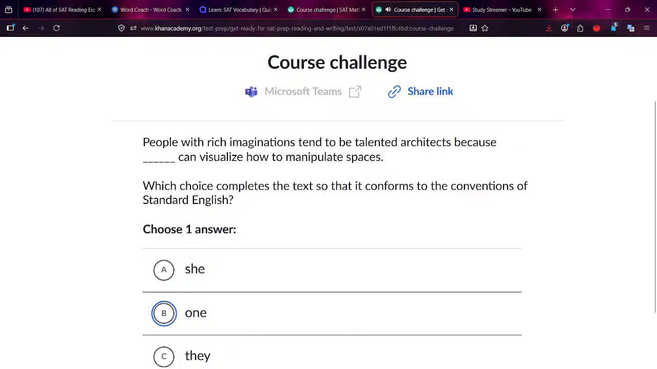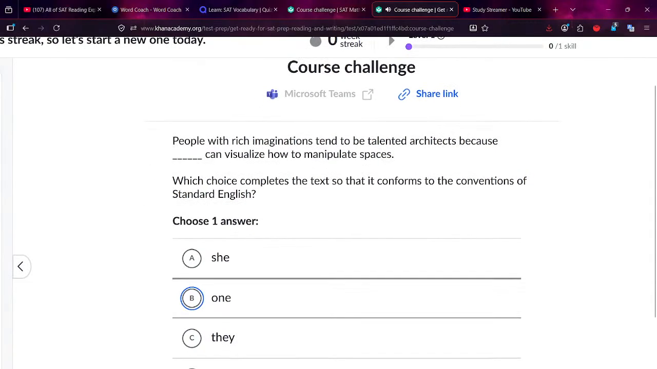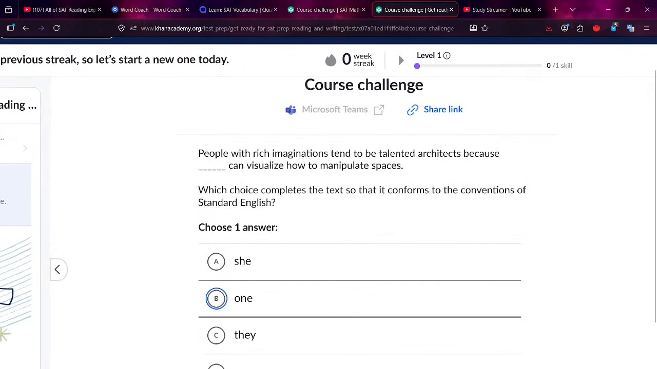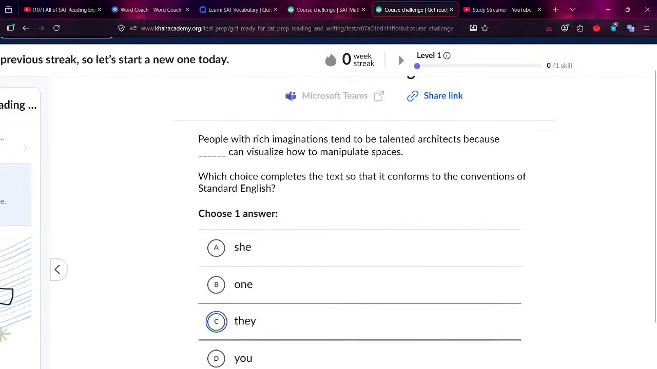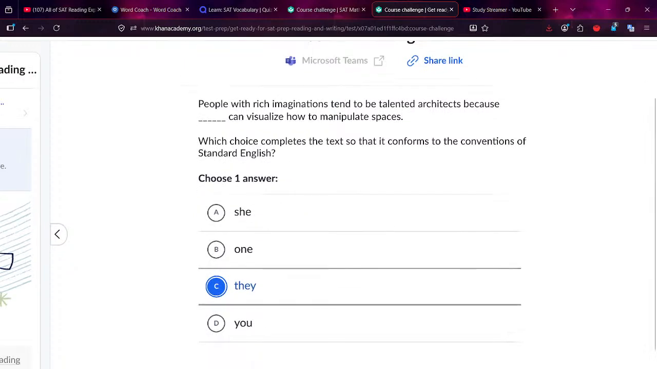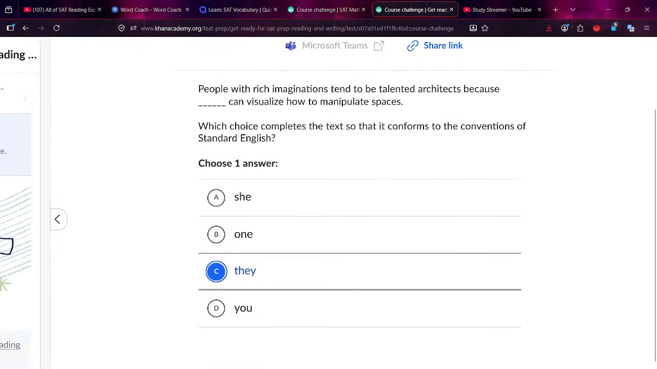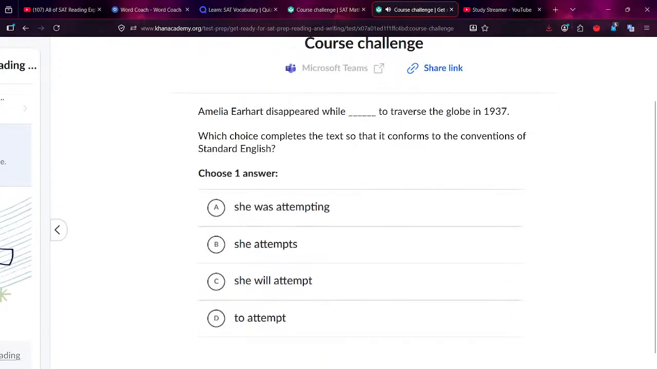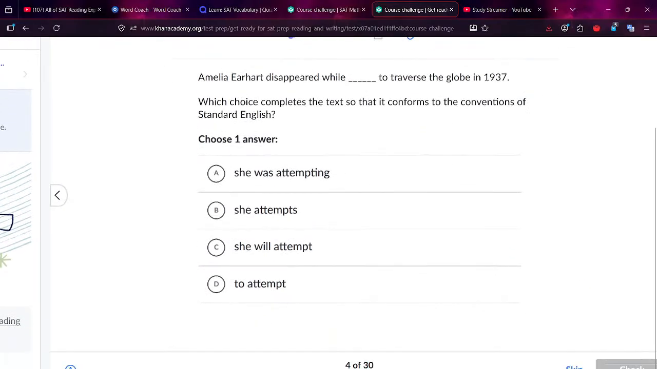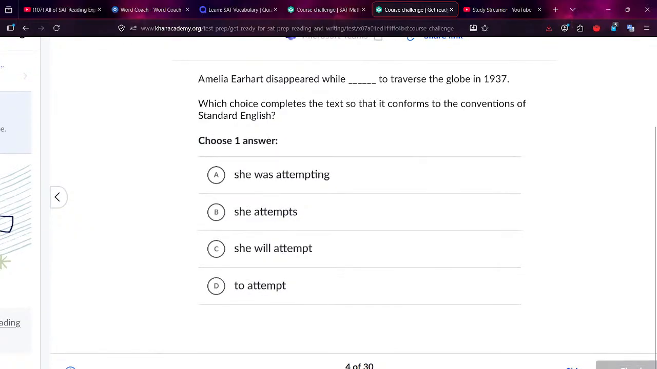You got it. Okay. People with rich imaginations tend to be talented architects because people, that's going to be plural, so it's going to be they. People, they can visualize how to manipulate spaces. Amelia Earhart disappeared while blank to traverse the globe.